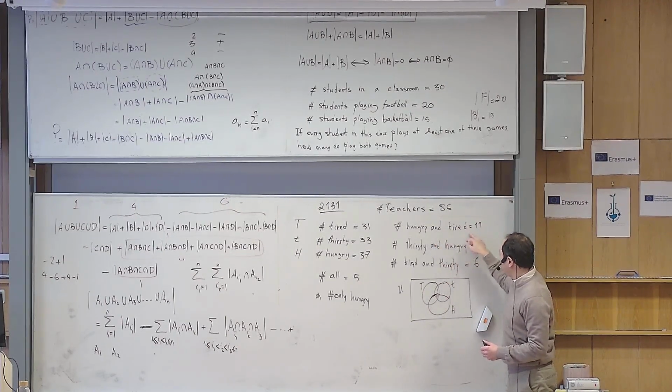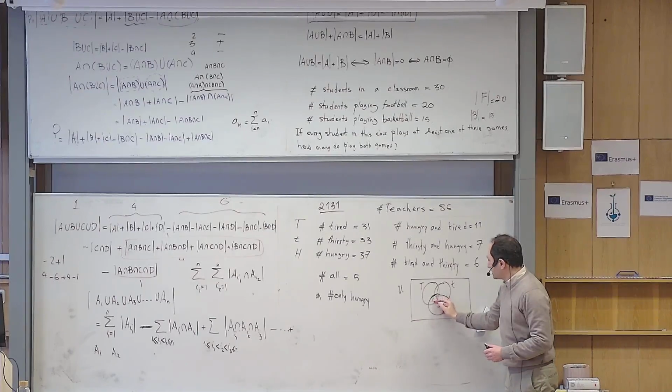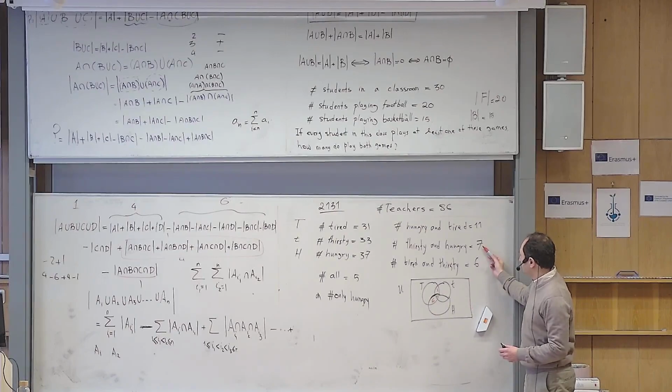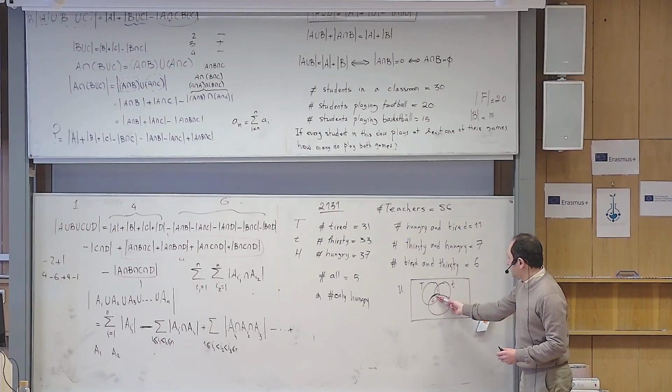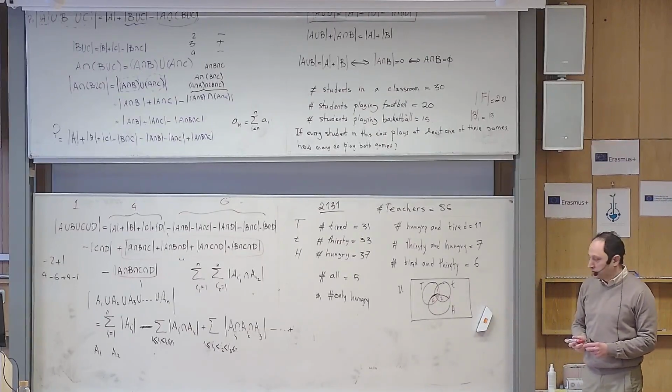So hungry and tired. This is tired and hungry. It is 11. 5 of them are there. So what is left here? 6. And thirsty and hungry is 7. 5 of them are there. So what is left here? 2. It's a much better way to do it.